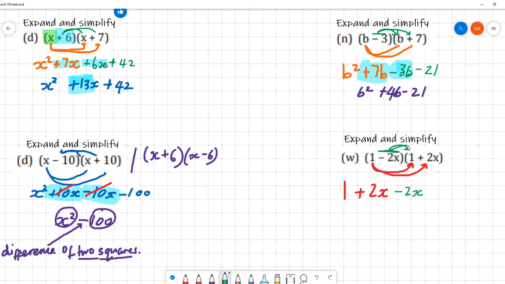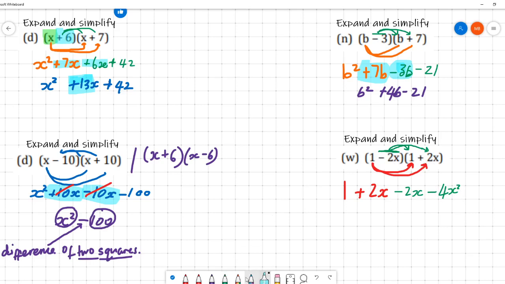And negative 2x multiplied by positive 2x is actually going to give us negative 4x squared. So negative 2x multiplied by positive 2x is going to give us negative 4x squared. 2 times 2 is 4, x times x is x squared, and we've got a negative multiplied by a positive, which is going to give us a negative answer.